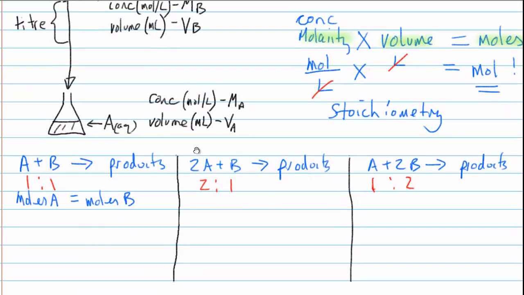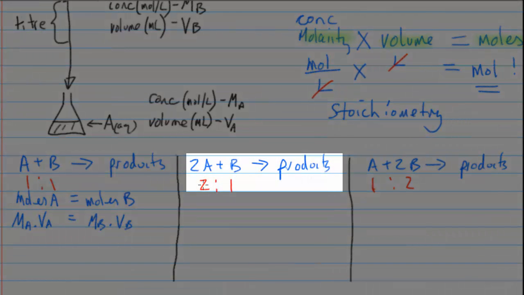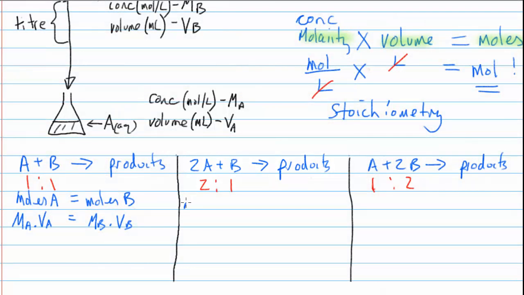Getting back to the moles of A here, the moles of A will be equal to the molarity of A times the volume of A. And that will be equal to the moles of B, which will be the molarity of B times the volume of B. Now looking over here where the stoichiometry is 2 to 1, with respect to the moles, we can say that the moles of A is equal to 2 times the moles of B. In other words, if you have 1 mole of B, you need twice that number of moles of A.